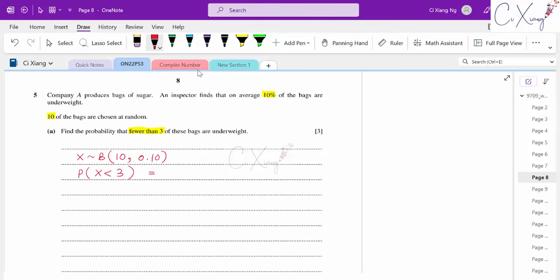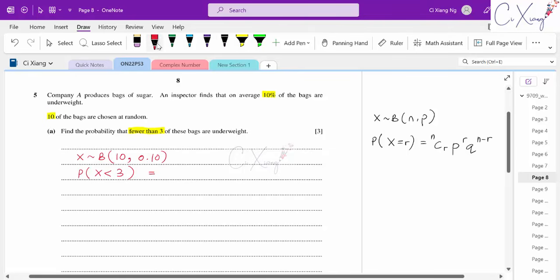To calculate the probability for this one, we have to apply the binomial distribution formula. In general, for a binomial distribution question, if I'm having X equals r, the general formula will be nCr p to the power r, q to the power n minus r. This is the general formula for binomial distribution.